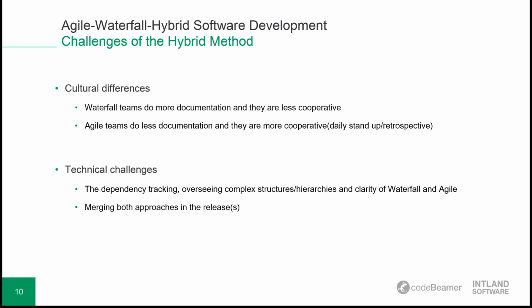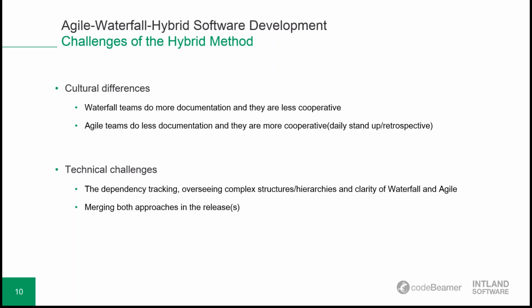When it comes to the technical challenges, that's pretty difficult. So in a hybrid model, we need to oversee a complex structure, hierarchies. And if we work in an agile culture, we need to make sure that we still keep the clarity of the Waterfall model. It's often a problem, and it's pretty difficult. How can we merge these two approaches in the releases?